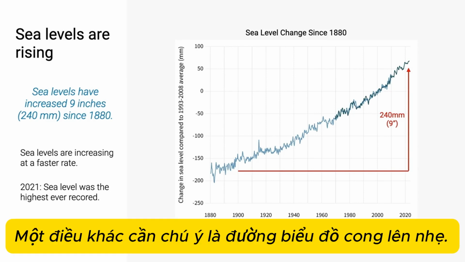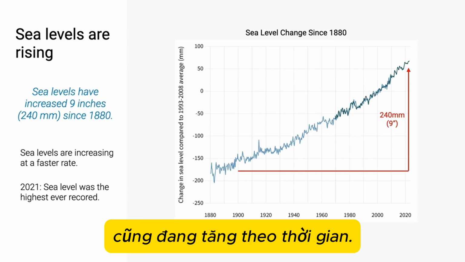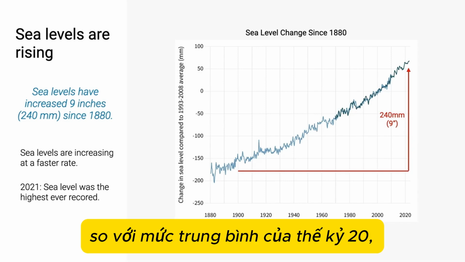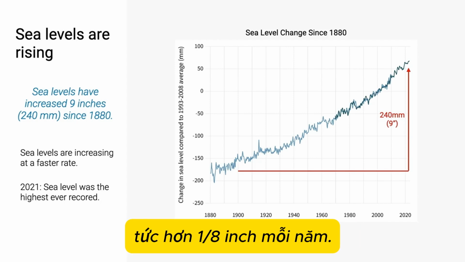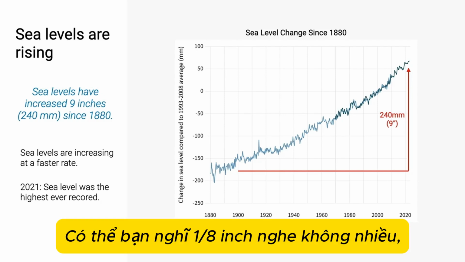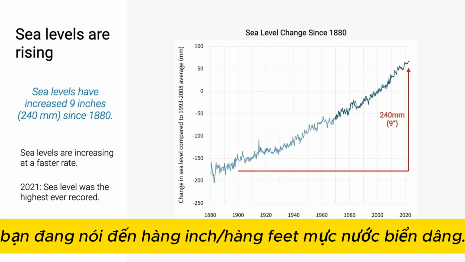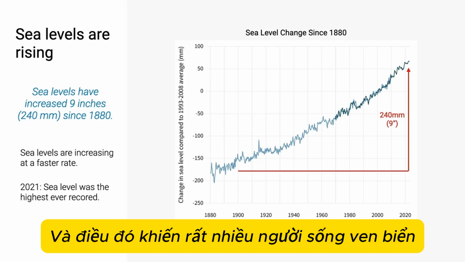The other thing to note is that the data curves upward slightly. That's telling us that the rate at which sea level is increasing is also going up. In fact, between 2006 and 2015, the rate doubled, from the average across the 20th century to more than 3.6 millimeters, or more than 1/8 of an inch, each year. Now, maybe 1/8 of an inch doesn't sound like much, but take that over a few decades and centuries, and now you're talking inches and feet of sea level rise. And that gets a lot of people in coastal areas very worried.